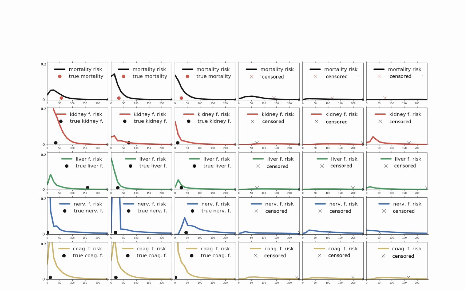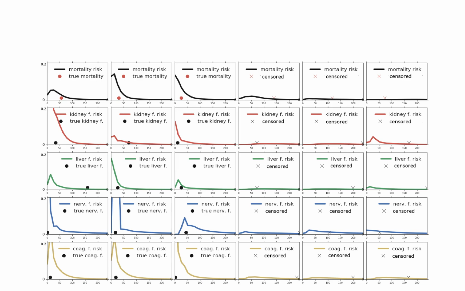In contrast, for case 3, neural system failure and coagulation have little influence on mortality, which is also reflected in the learned hazard rate curve.